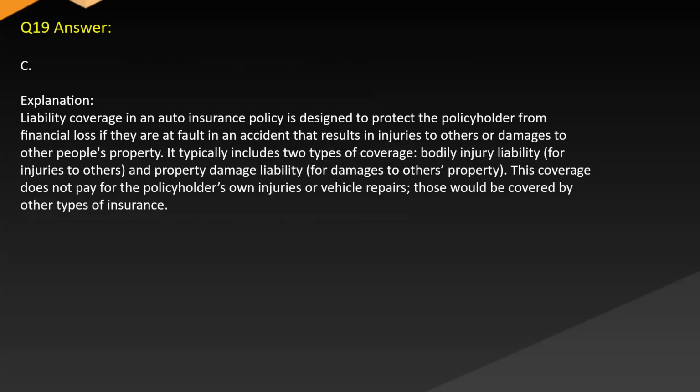Answer. C. Explanation. Liability coverage in an auto insurance policy is designed to protect the policyholder from financial loss if they are at fault in an accident that results in injuries to others or damages to other people's property. It typically includes two types of coverage: bodily injury liability for injuries to others and property damage liability for damages to others' property. This coverage does not pay for the policyholder's own injuries or vehicle repairs. Those would be covered by other types of insurance.